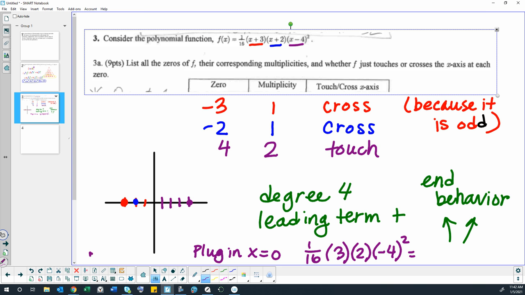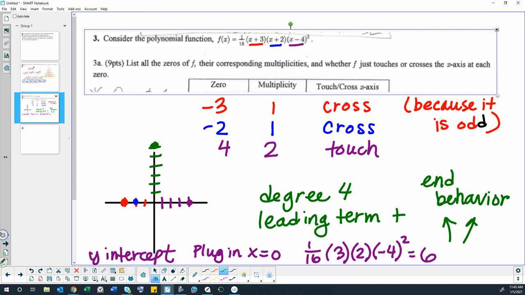So this is for our y-intercept, in case you're not sure what I'm doing. Okay, so this is 4 times 4, 16, so that kind of cancels out this 1 over 16. So then all we have left is 3 times 2, which is 6. So our y-intercept should be at 6. 1, 2, 3, 4, 5, 6.